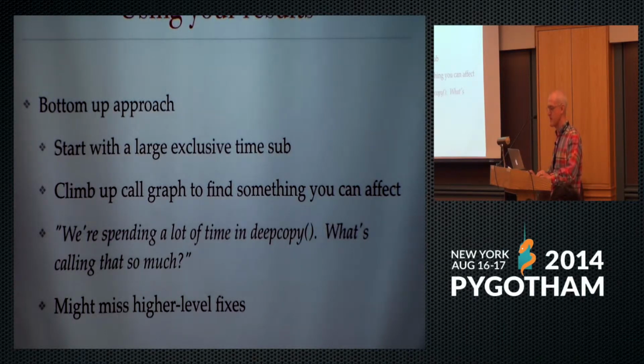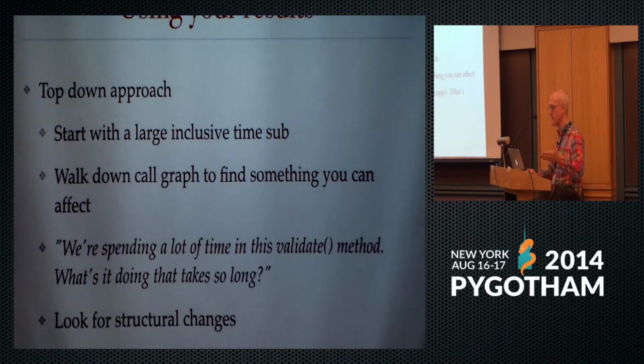My example of this is, you see, wow, we're really calling deep copy a lot. Why are we calling that so much? And you look up to see where that's coming from. The downside of doing it this way is that you might miss some higher level fixes, structural changes.